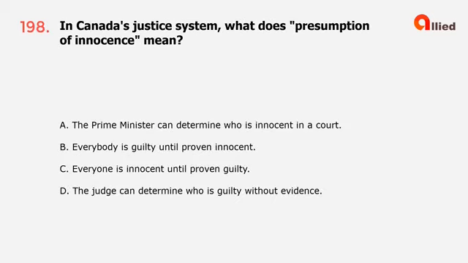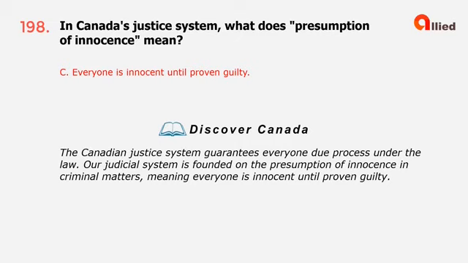Question 198. In Canada's justice system, what does presumption of innocence mean? A. The Prime Minister can determine who is innocent in a court. B. Everybody is guilty until proven innocent. C. Everyone is innocent until proven guilty. D. The judge can determine who is guilty without evidence. The answer is C. Everyone is innocent until proven guilty.